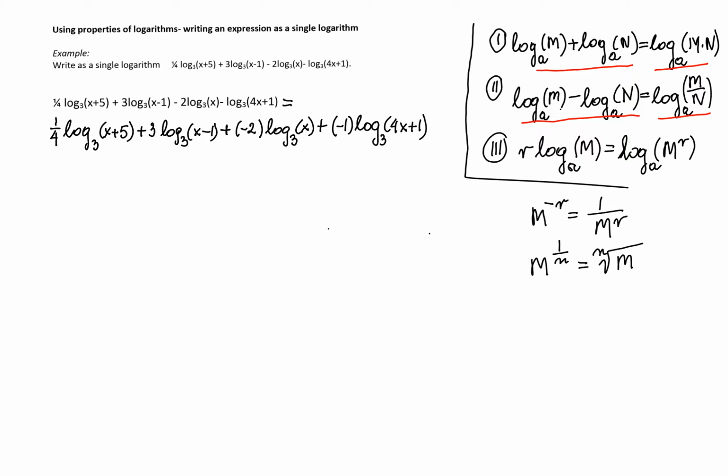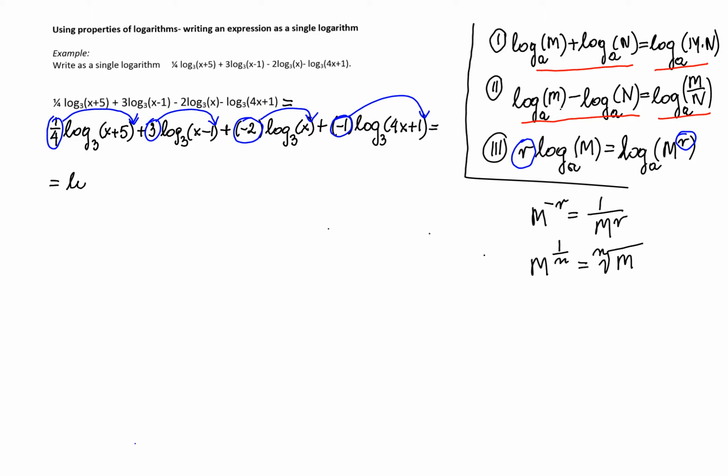So once we have this expression written as the sum, we'll use property 3, the power rule, to take the coefficient in front of the logarithm inside the logarithm as the power of the expression we take the logarithm of. So 1/4 is going to go inside as the power of x plus 5. 3 is going to go inside as a power of x minus 1. Negative 2 is going to go inside as a power of x, and so is negative 1 is going to go inside as a power of 4x plus 1.